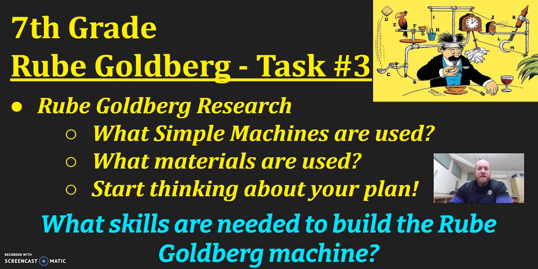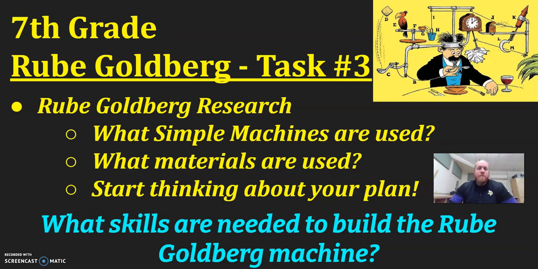And so you're going to watch some videos today and do some looking and do some research about what's out there. Some questions that you're going to answer as you do your research. What simple machines are used? So we've been looking at the 6 simple machines of a lever, a pulley, a screw, a wedge, a wheel and an axle, and an inclined plane or a ramp. You're going to look at these Rube Goldberg devices and see which of those simple machines are included in what other people have created. What materials are used?